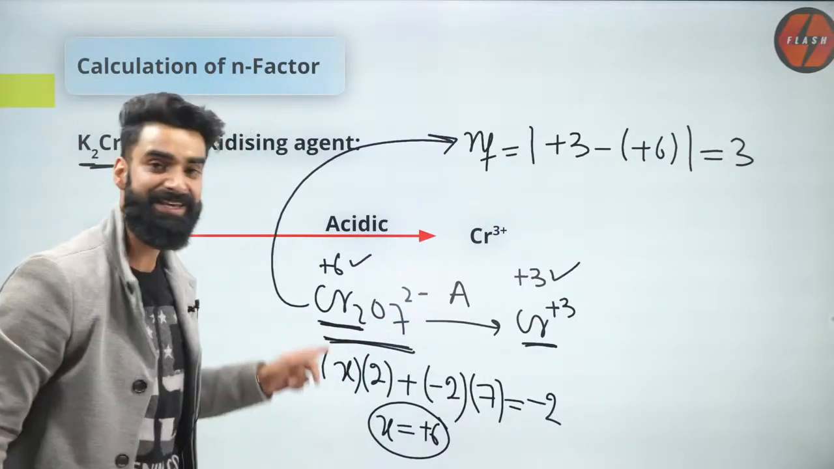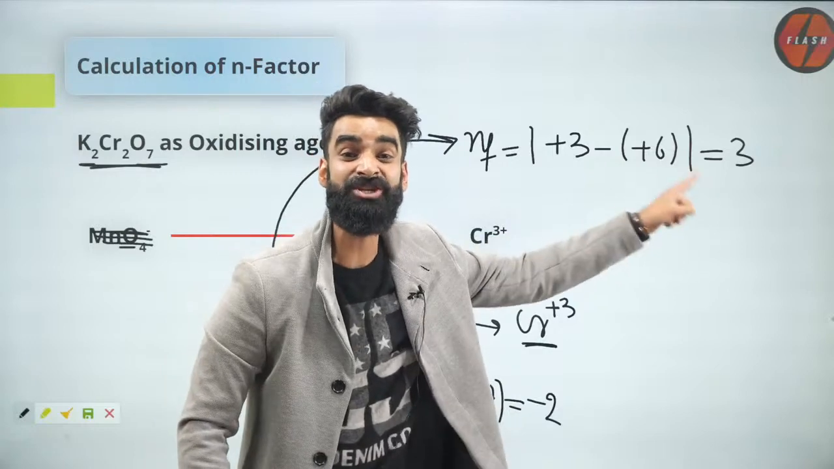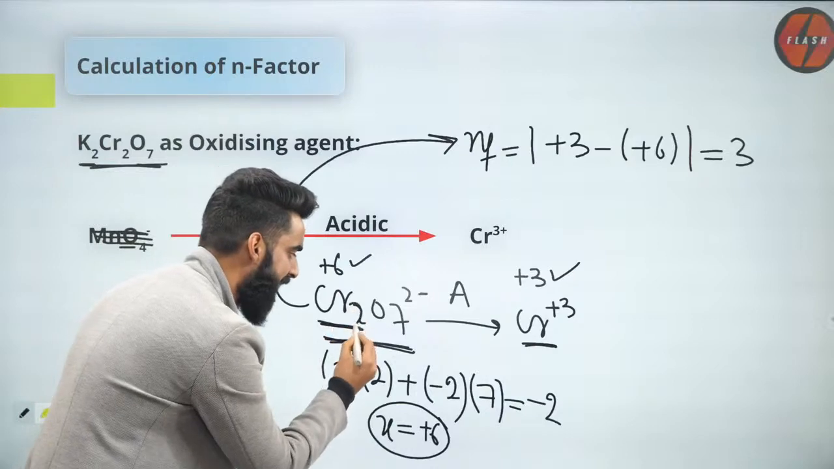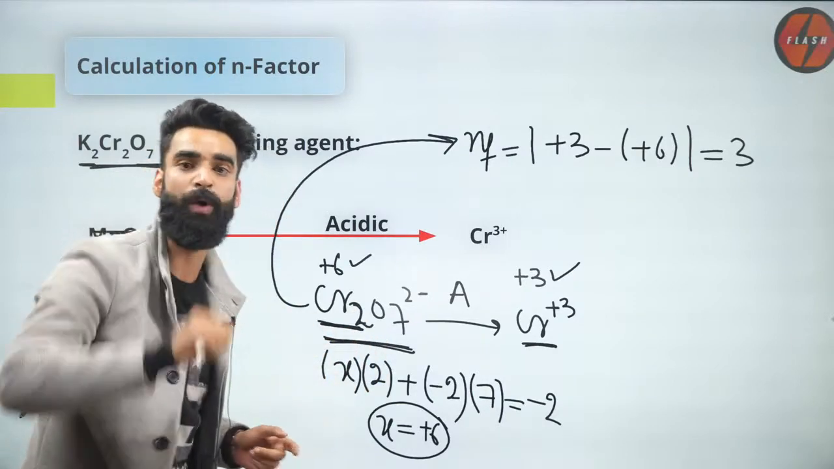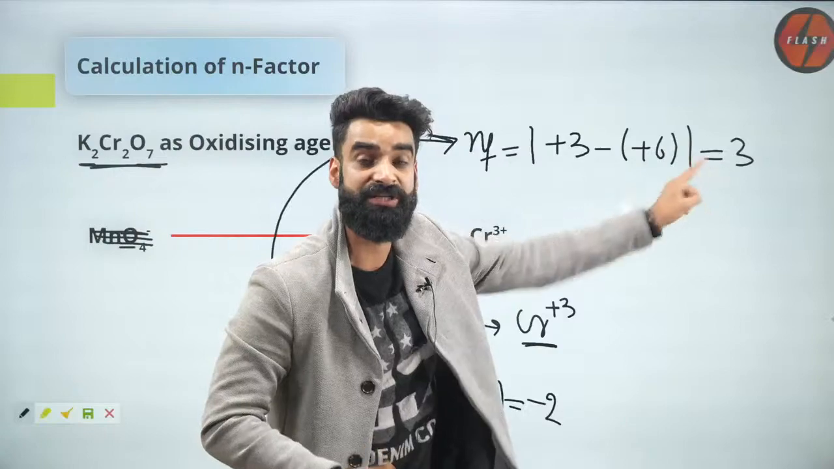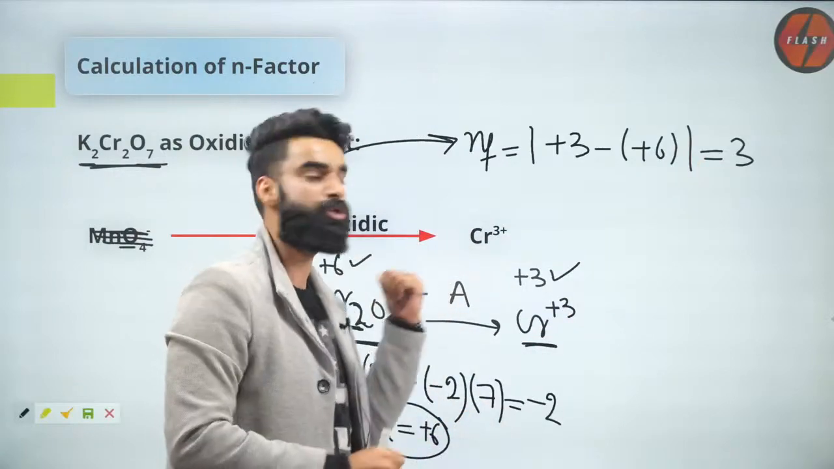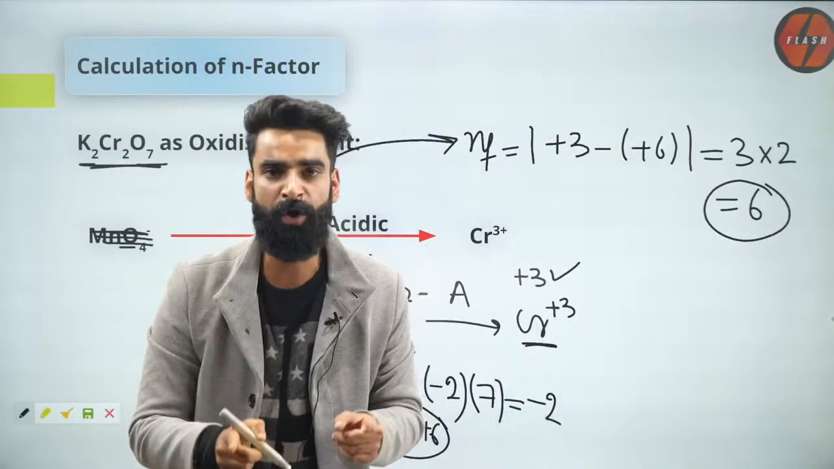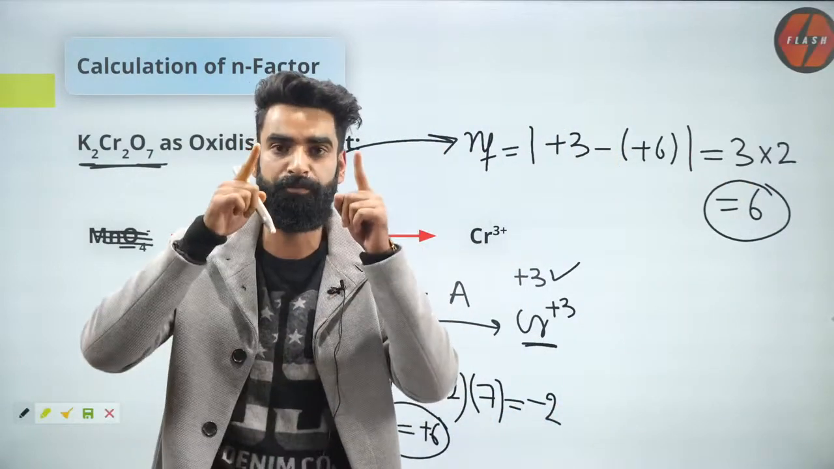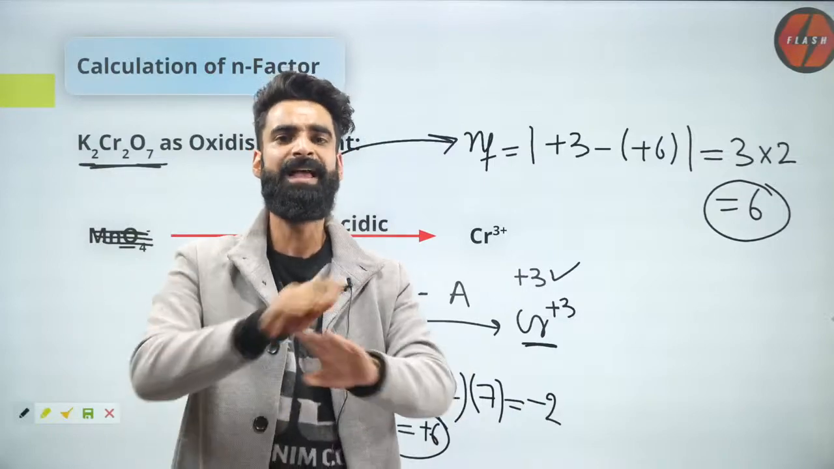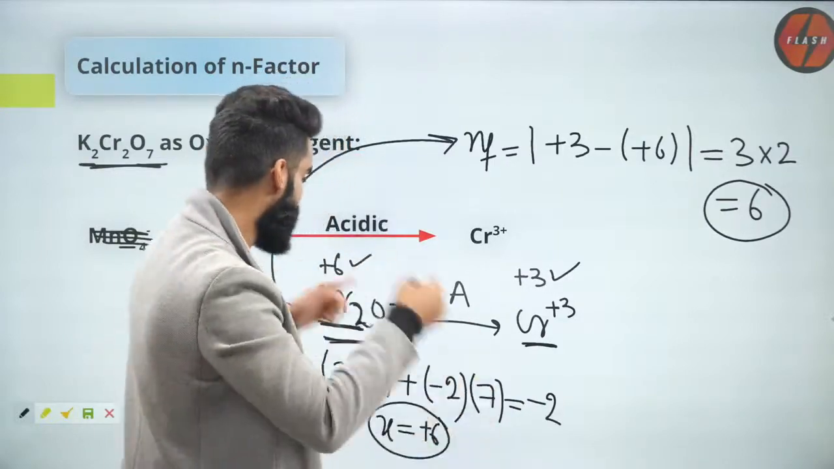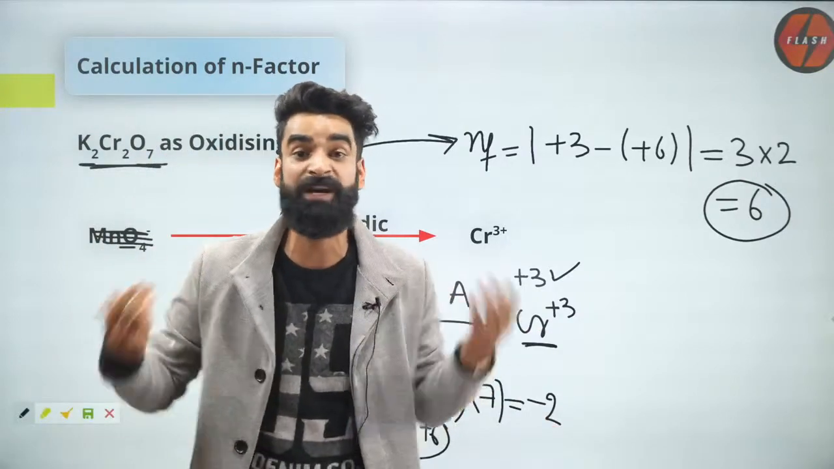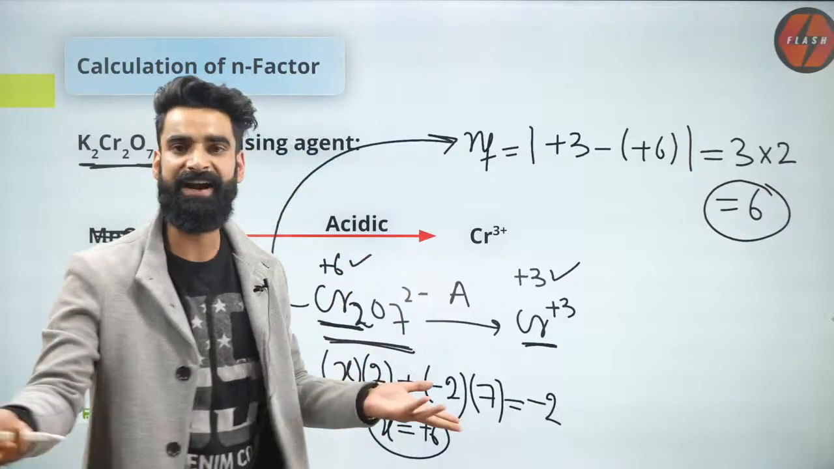No way. Why is that? Because this 3 is the change in the oxidation state for 1 atom of chromium, and we have 2 atoms. So I'll simply multiply it by 2. The value will come as 6. So remember, from now onwards, the N factor of potassium dichromate in acidic medium is always going to be 6. If you have the N factor of this potassium dichromate, you can easily calculate its equivalent mass as well: molar mass of this divided by 6.